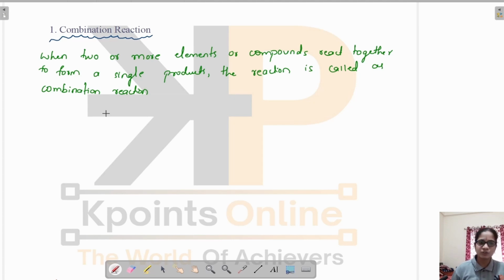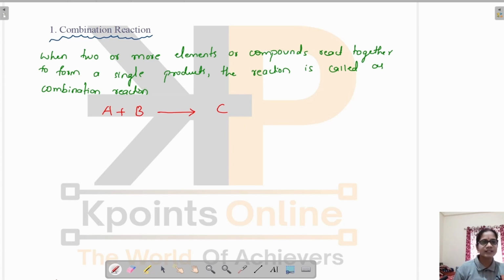In the general form, I can write two or more substances react together. They combine together to form a single product. This is a general representation of combination reaction. You have to remember that only one product is formed here.